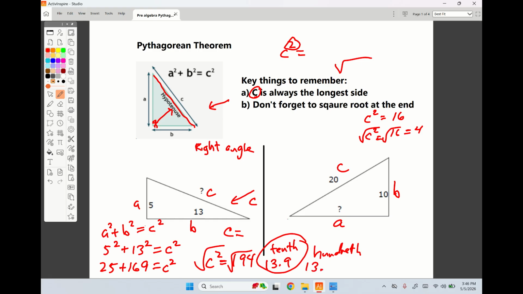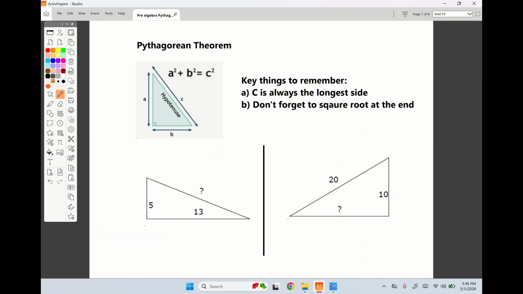Alright, let's do the second one here. The second one, they're giving you the hypotenuse, so they're giving you c. So you need to set up a squared plus 10 squared equals 20 squared. The numbers are still in their correct spots. And now on this one, you're just going to have to subtract, and then you square root at the end. So the a squared is going to come down, but you have to subtract the 100 you get from this side from both sides.